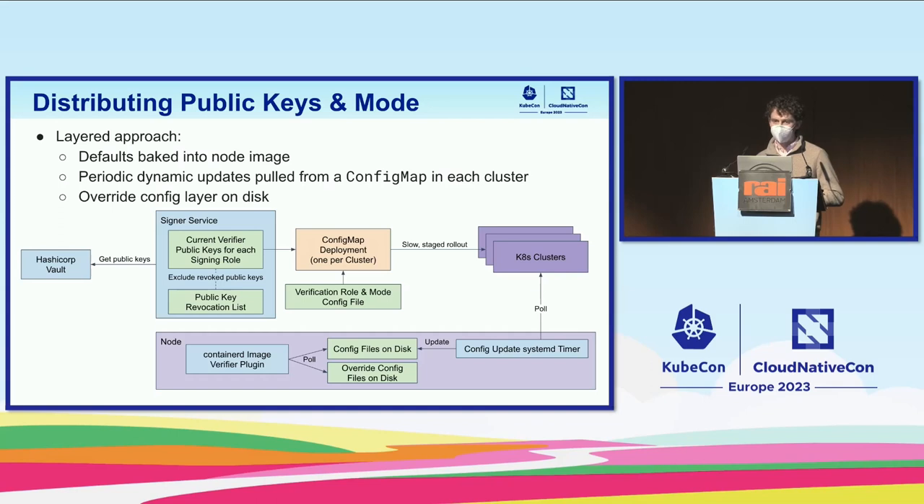Finally, we have an override config layer on disk that takes precedence over the dynamic update mechanism. This allows us to do pretty much zero dependency overrides if we need to. And in general, this layered approach allows us to roll out config at essentially any layer of the stack, so we can continue to operate the system under a wide variety of incidental constraints.